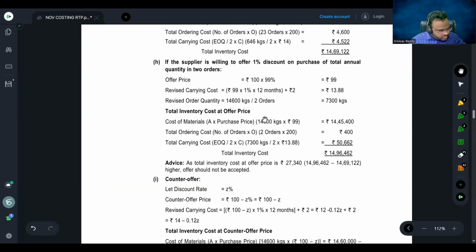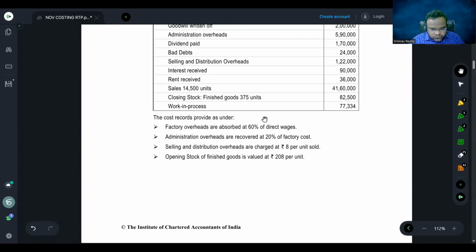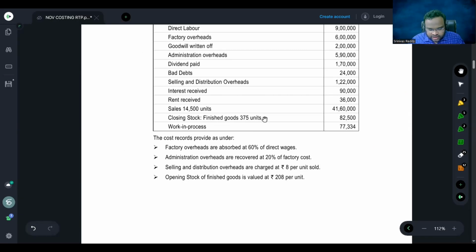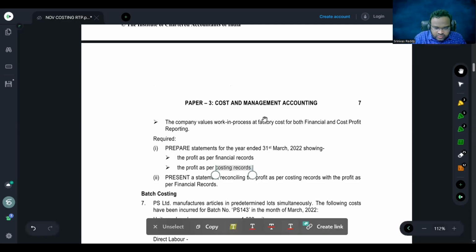So let us go to question number 6, which is about cost accounting system. And what is the question they ask you? They ask you to prepare a statement as per financial accounts and profit as per costing records. So financial accounts means what we have learned from your trading and profit and loss account. Profit as per costing records is nothing but as per our cost sheet.